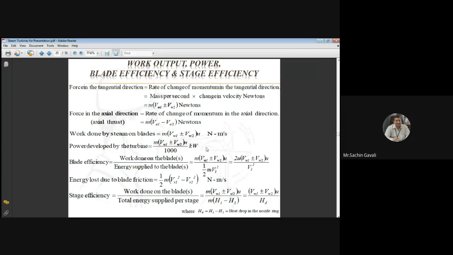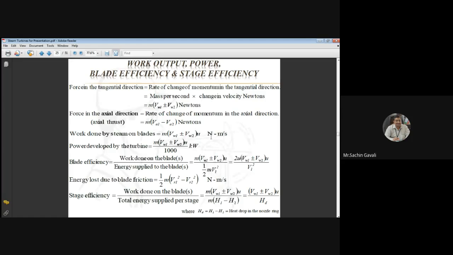Newton meter per second is called watt. Correct. Now Swas is going to answer after a long time. Good, good. And this is called power also. So M into bracket VW1 plus minus VW2 is in Newton meter per second, or it is watt, or power developed. That is also called power developed.